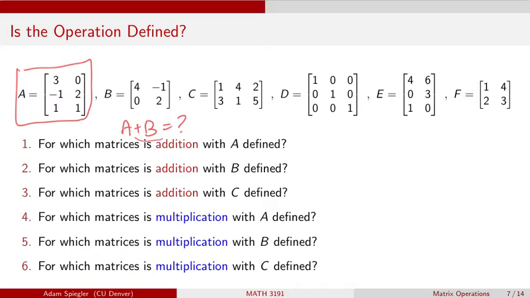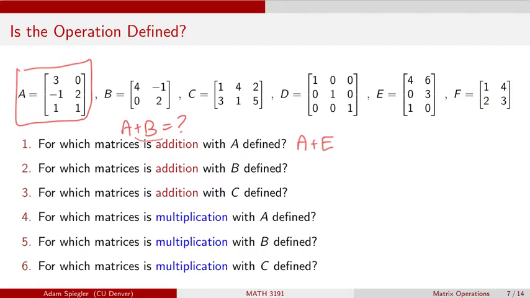I can't add matrix A with matrix C because these are different sized matrices. I can't add A and D. The only matrix that I can add A to would be matrix E. So in this first example, we can add A and E, but that's about it. No other matrices would work when I try and add them with A. Same idea with the other one. So for B, I can add any matrix that has the same size as B with B. So that would mean not A, not C, not D, not E, but I can add F to that.